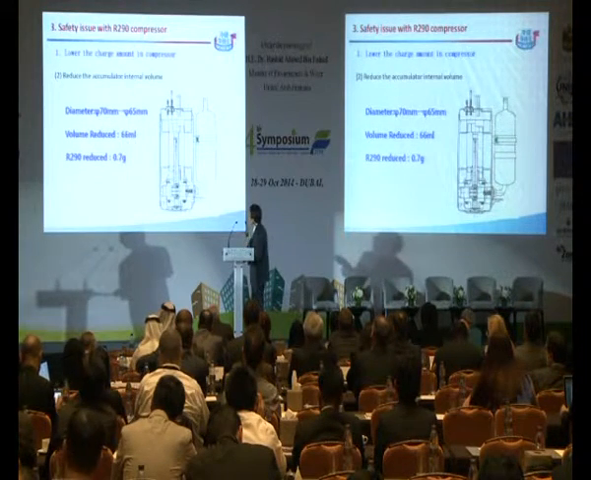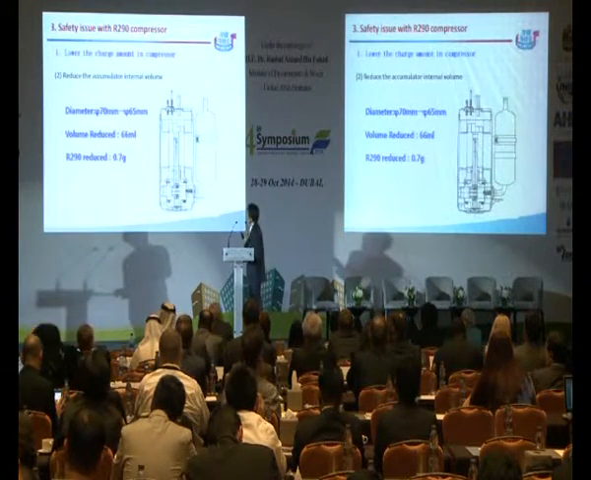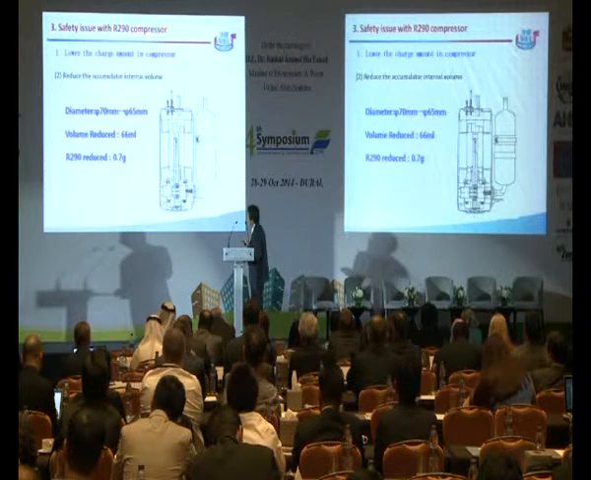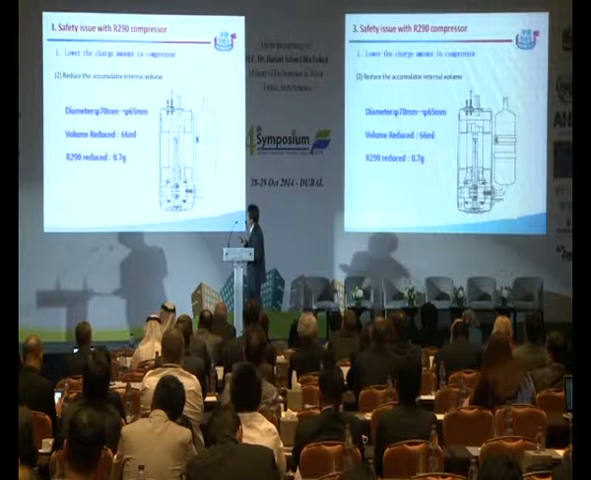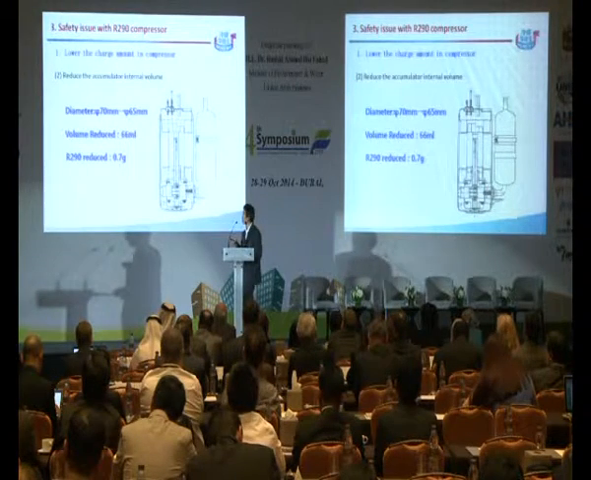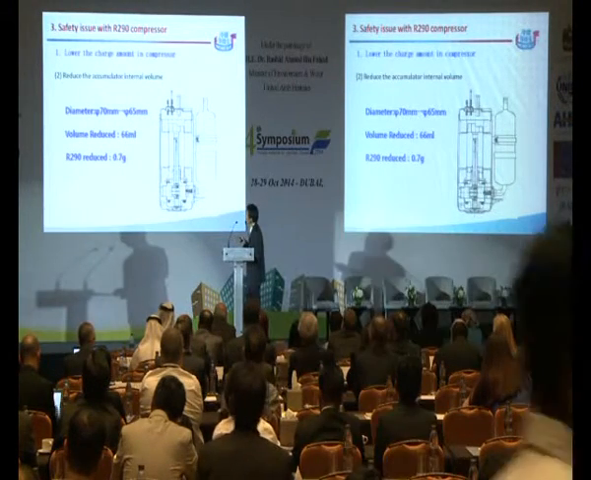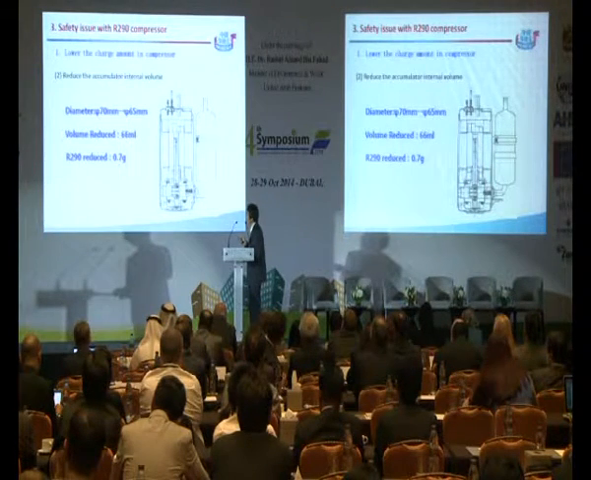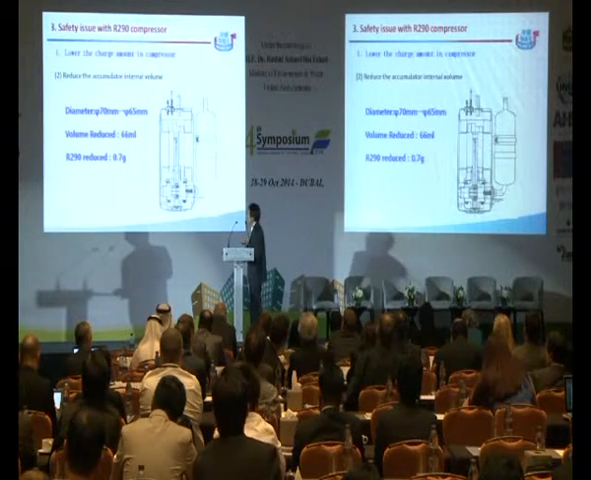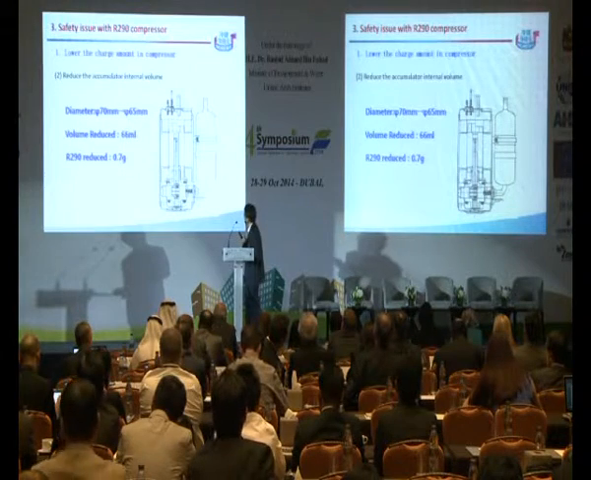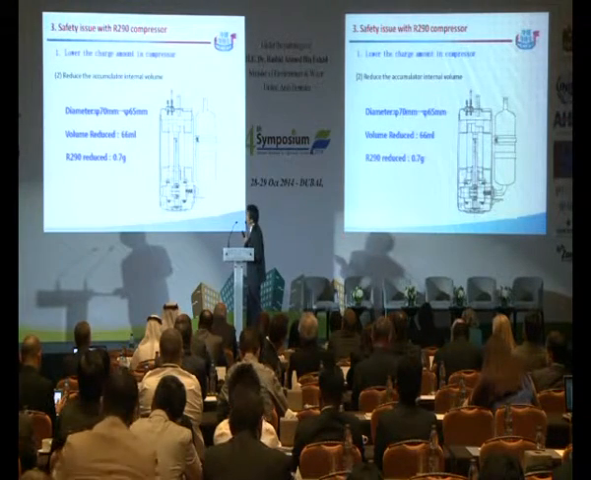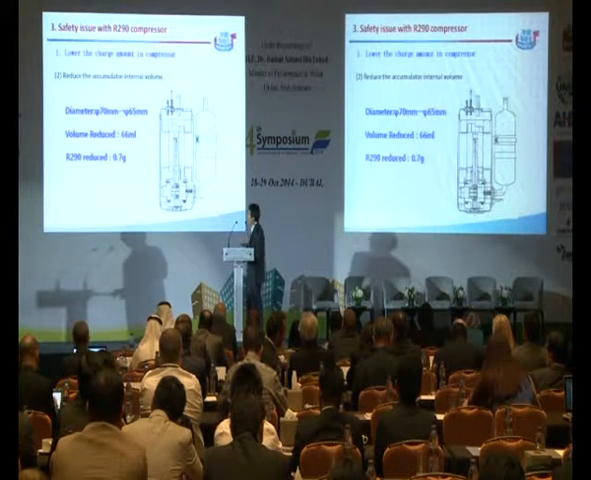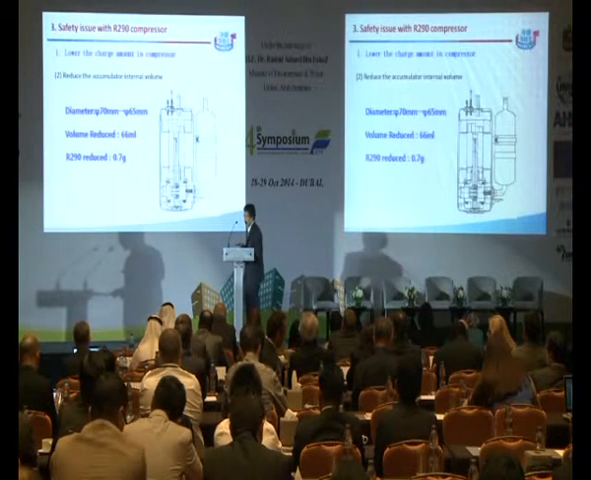In the same way, we can reduce the accumulator internal volume. The diameter is reduced from 70 millimeter to 65 millimeter. The volume reduced is 66 milliliter. Since the density of R290 in the accumulator is very low, the reduced R290 is only 0.7 grams.